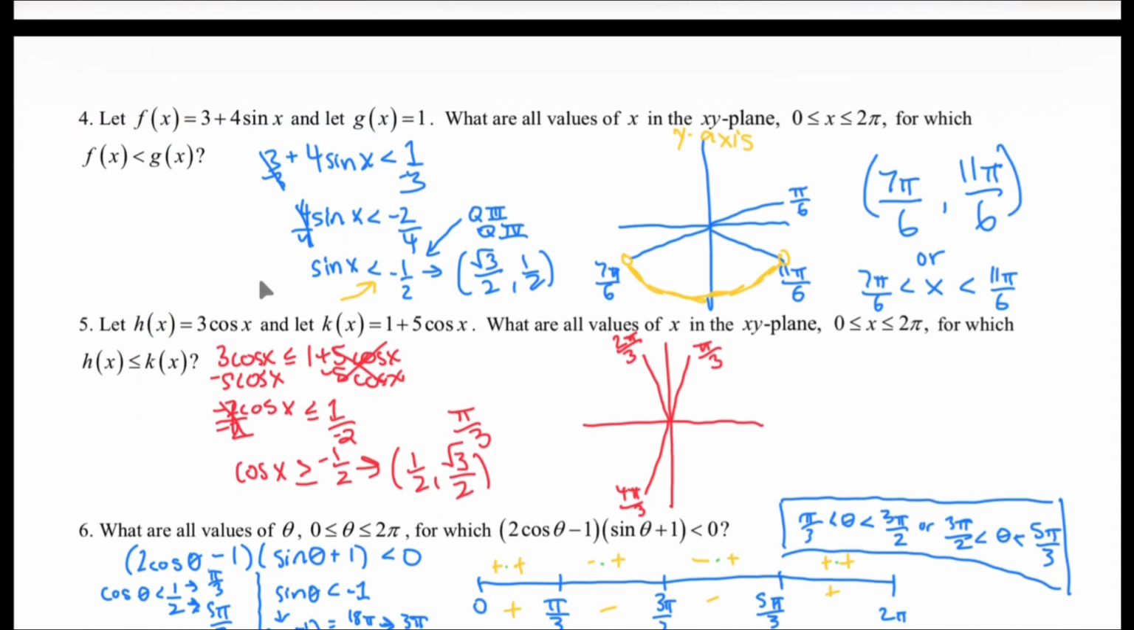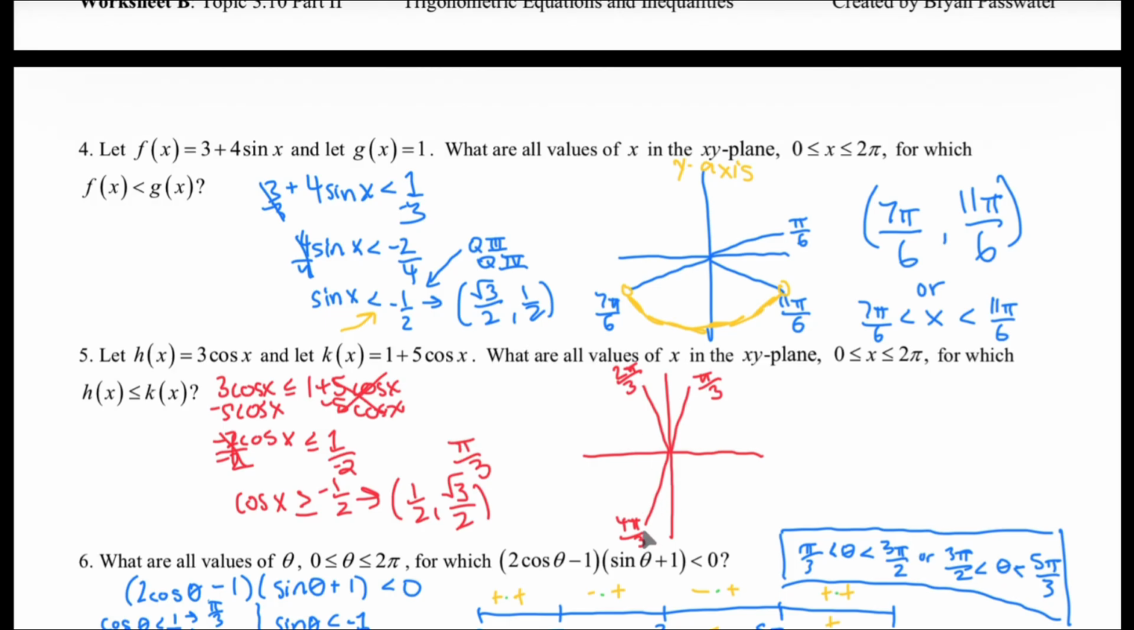And so from that, these are our 2 points here, right? So we want it greater than or equal to -1/2. Cosine, we could also think of it as the x-axis. So this side is greater than, this side is greater than. We're going to use a closed dot this time because it's greater than or equal to. So it's this side right here. That's our answer, right? But the thing is, it goes through 0 or pi over 2.